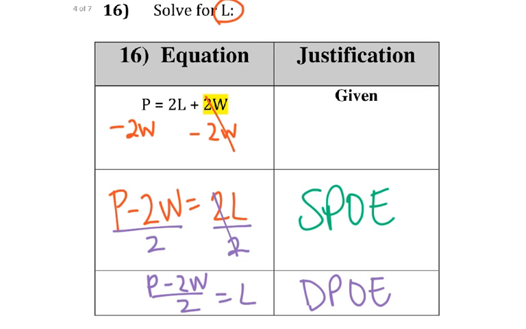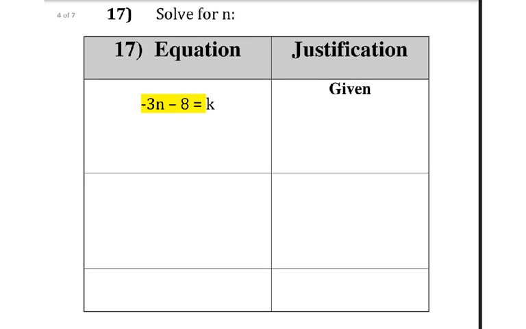So when you have these, they are called literal equations, and when you have literal equations, you do it exactly the same way. There is no difference whatsoever. So use the same steps in the same order, same properties. Okay, let's do number 17.